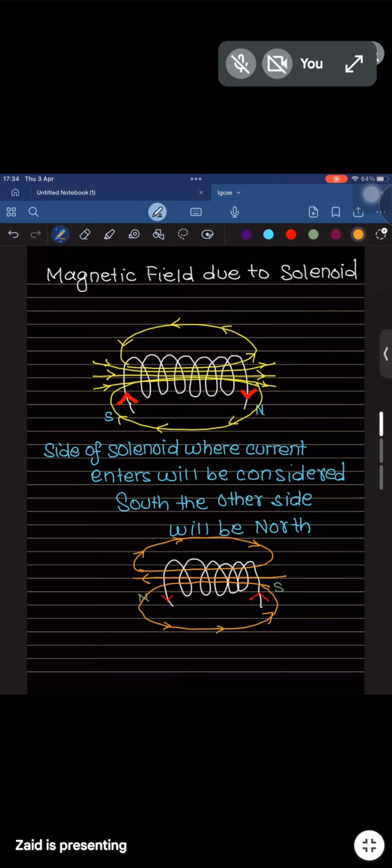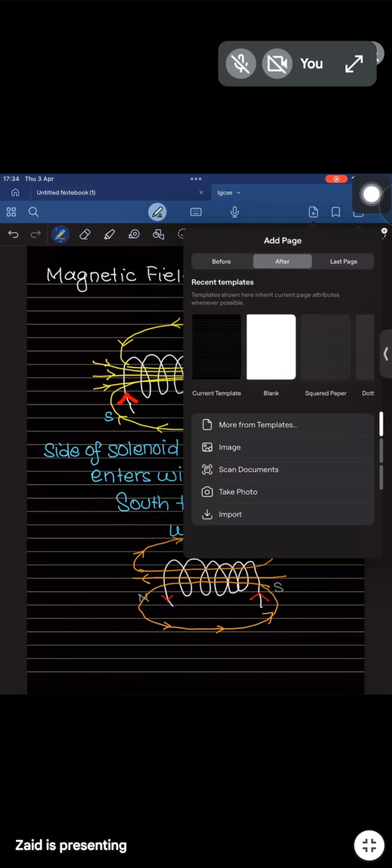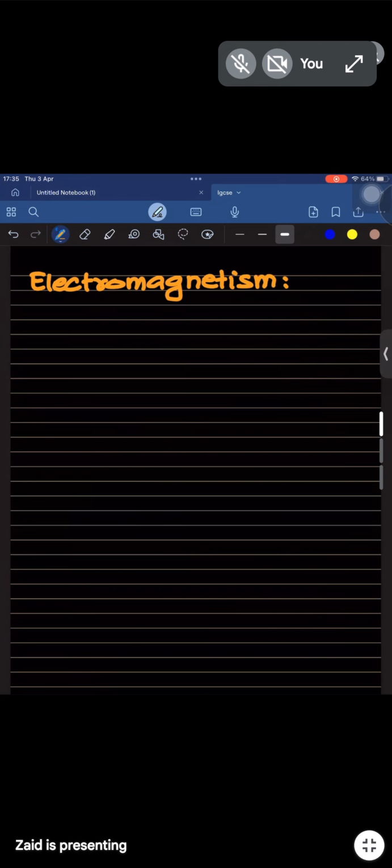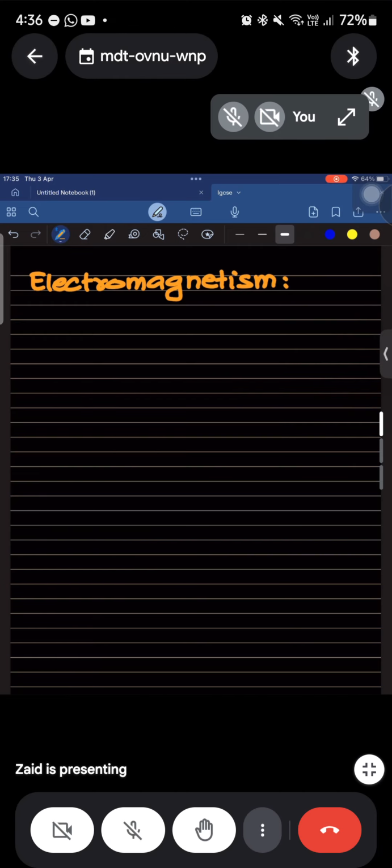Yes, I'm clear. Okay. Now part number one is done, and the next part is electromagnetism, and then we'll have electromagnetic induction. Okay, guys, what comes to your mind when we talk about electromagnetism? Those who have studied this with me or at school or anywhere else, they can share their ideas, please.